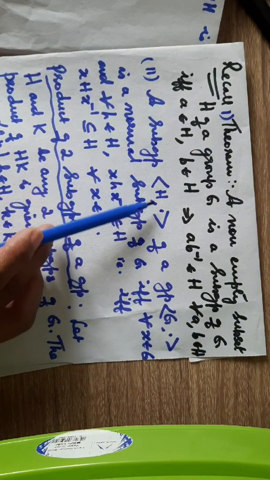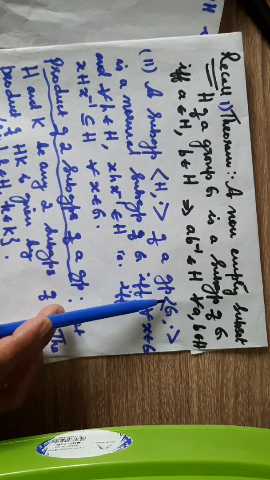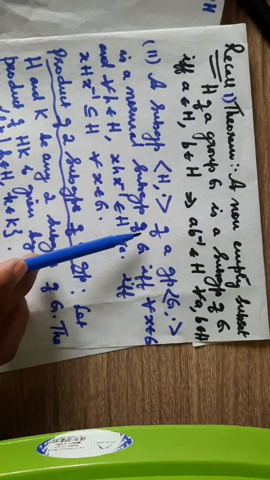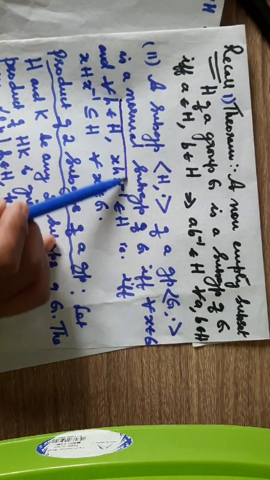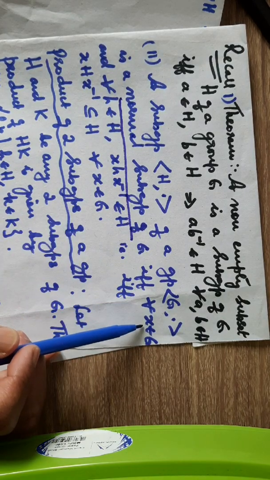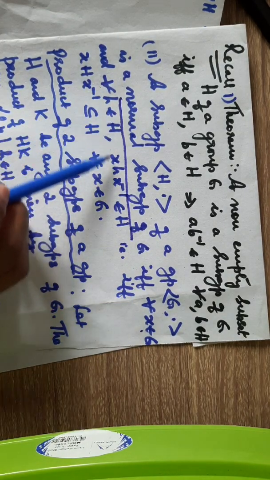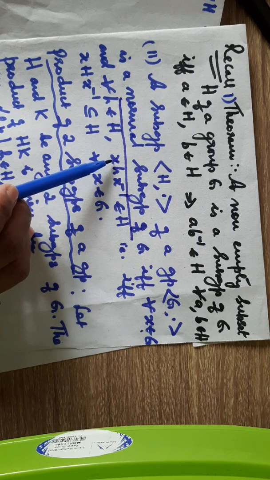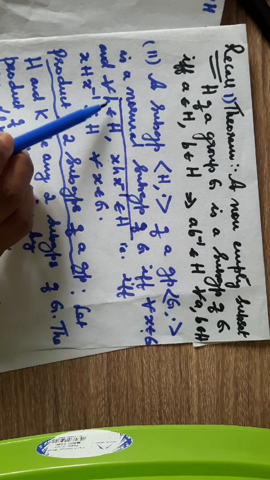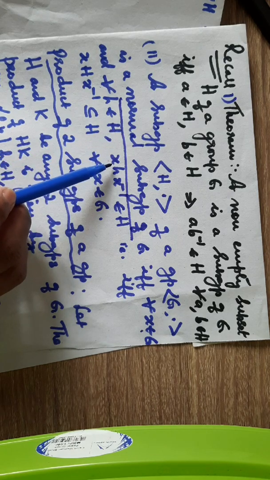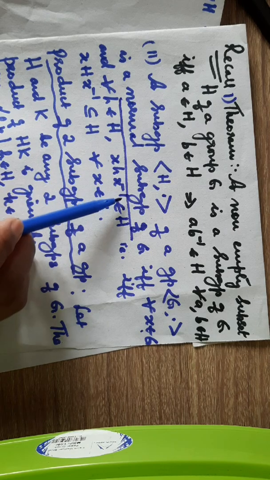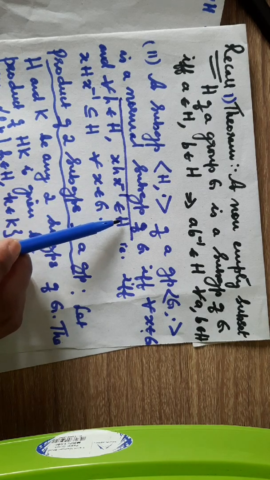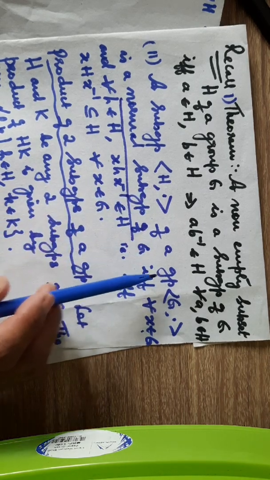A subgroup H under the binary operation dot of a group G under the same binary operation dot is a normal subgroup of G if and only if for every x in G and h in H, x h x inverse should belong to H. See, this x must be an element of G, h must be an element of H. If this product x h x inverse belongs to H, then we can conclude that H is a normal subgroup of G.